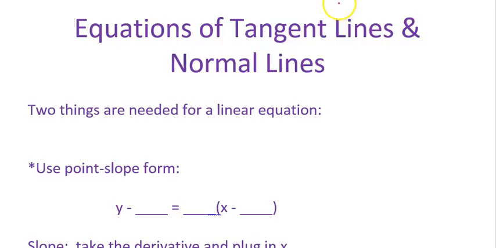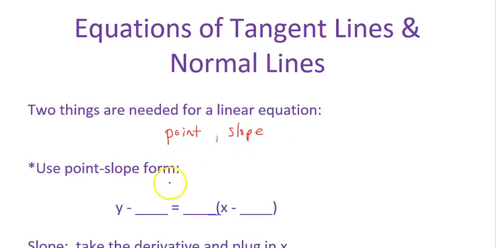This lesson is on equations of tangent lines and normal lines for calculus. So what two things do we always need for a linear equation, no matter what level of math that we're in? We need a point and we need a slope. If we have those two things, we can figure out the equation of a line.